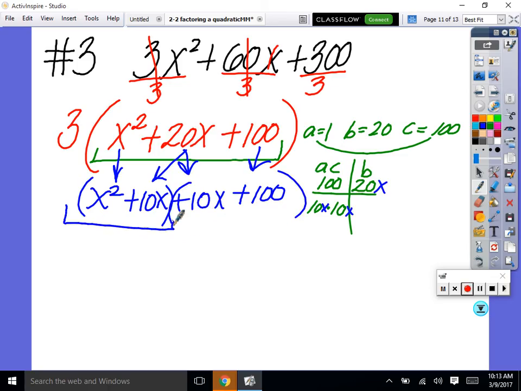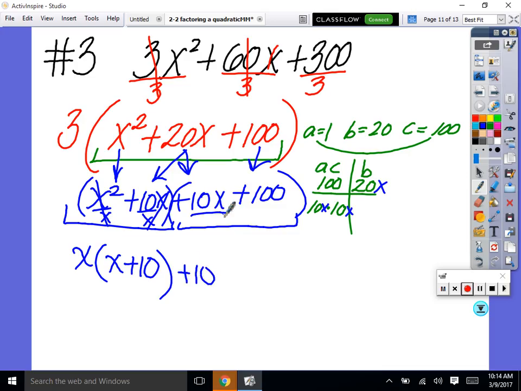Factor on that group, what's in common? X. So then go back, divide by x. So left is x plus 10. Now focus on this group. 10's in common, positive 10. Divide by 10, so then left is x plus 10. See what I mean? 10's divide out, x, and then 100 divided by 10 is 10.